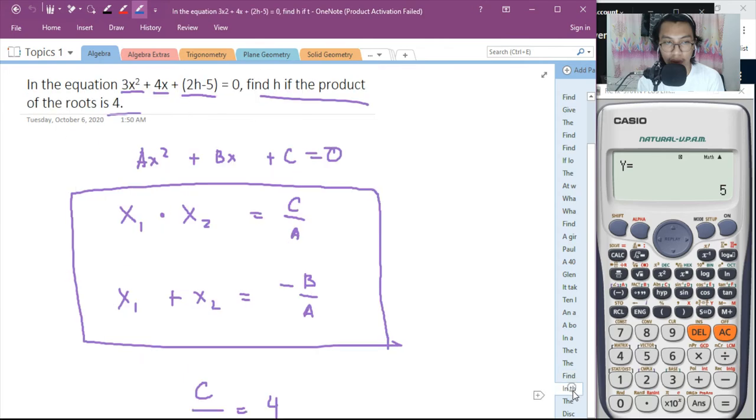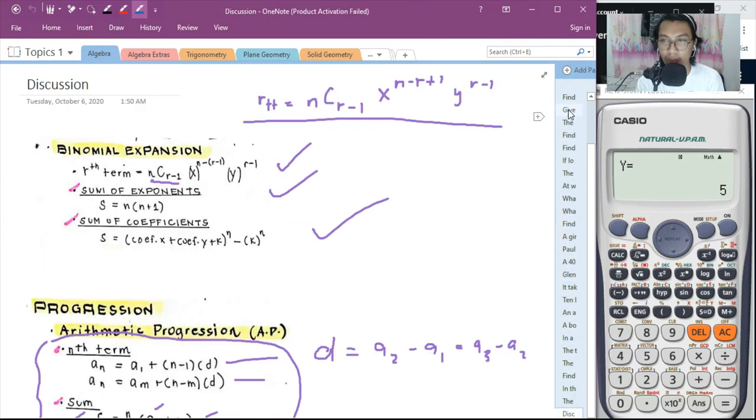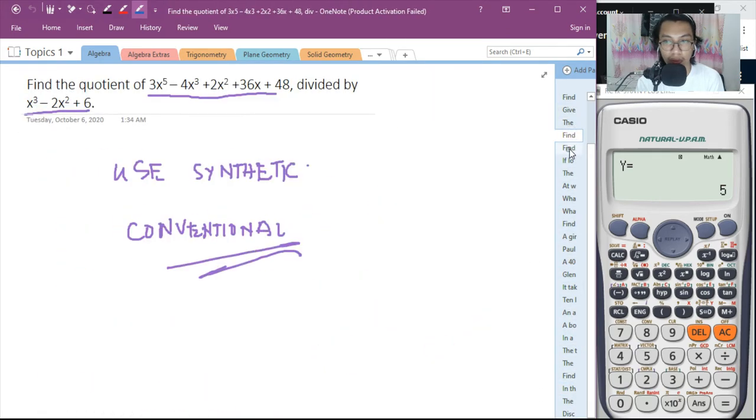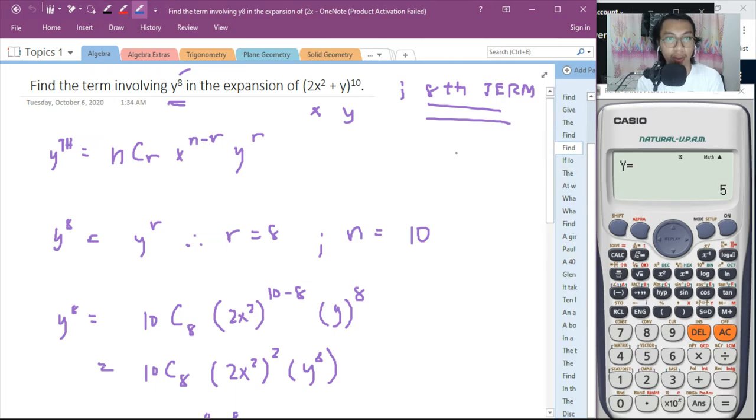Dito lang yan. Alam ko, tinuro ko yun. Ayan. For the y term, paano po ba? Ito yung pinaka-technique niya for the y term. Okay? That is nCr.